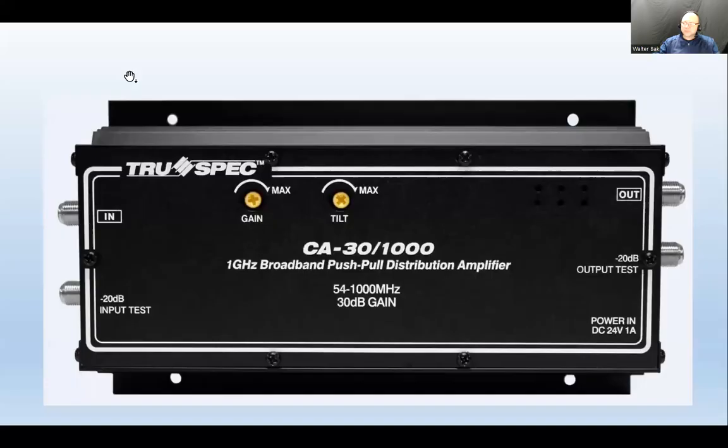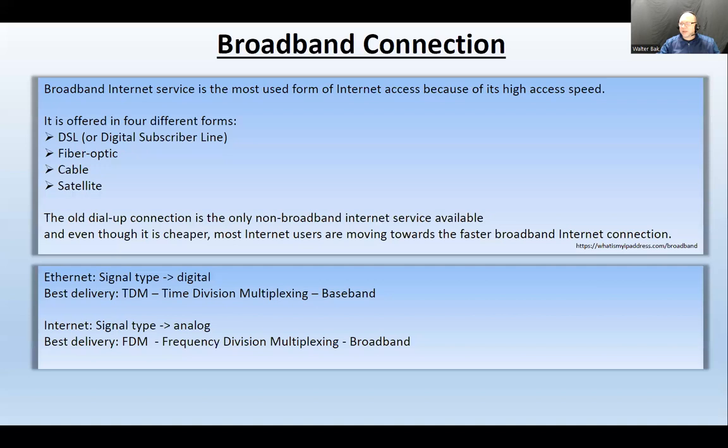I already talked about this slide. Now we're going to cover something called the broadband connection. Remember when I showed you the uses of the coaxial cables? And one of them was internet, and in brackets I put broadband, as opposed to dial-up. What's the difference between broadband and dial-up? Or, as a matter of fact, what is the difference between broadband and baseband? That's what we're going to talk about right now.